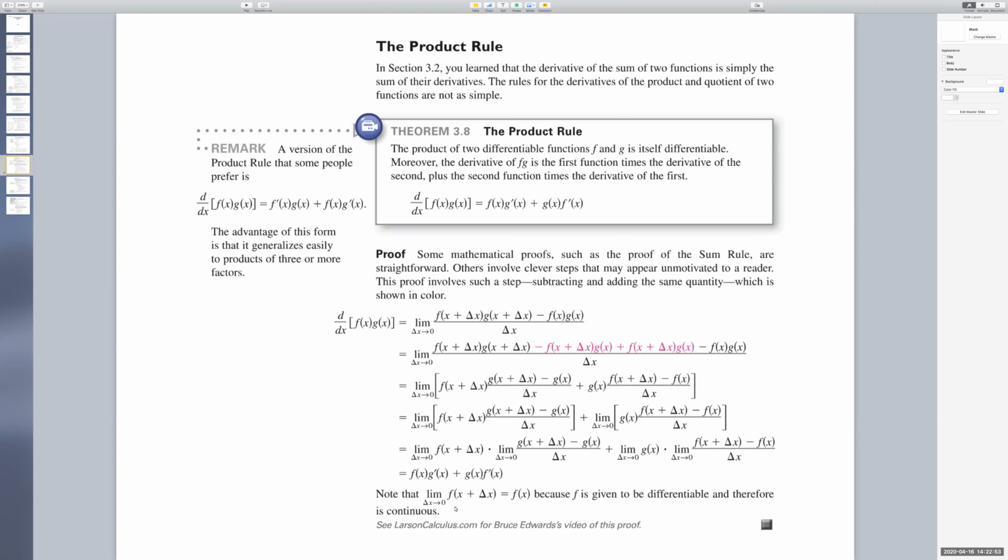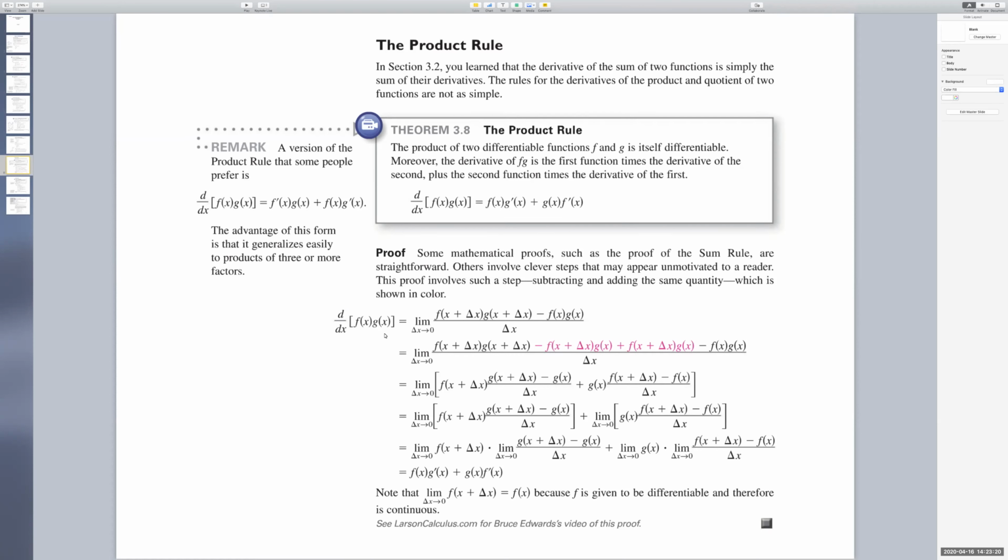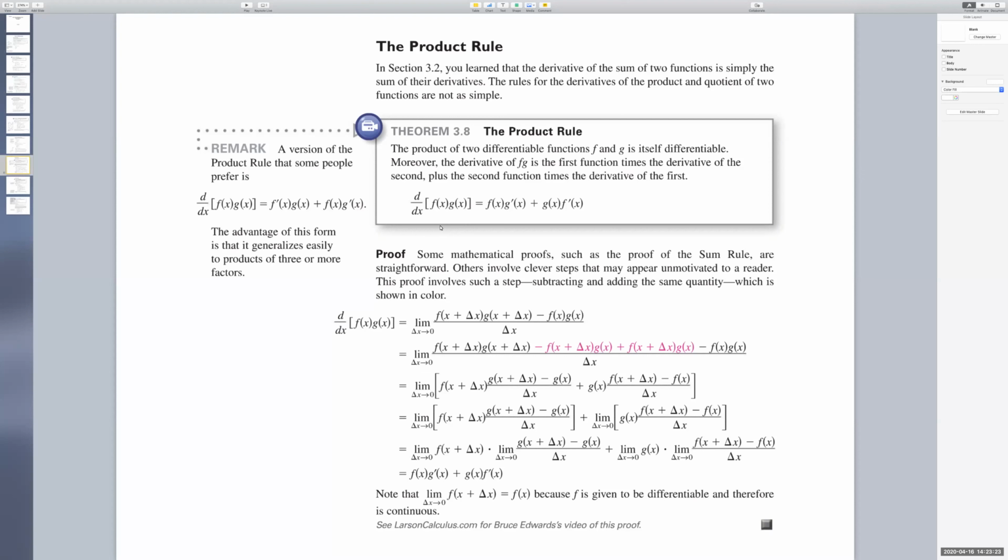And again, we know that the limit of f of x plus delta x when delta x goes to 0 equals f of x, because f is given to be differentiable and therefore is continuous. So that's why this is true. This is the product rule. And then once we know this rule, we can start doing problems, or start finding the derivative of functions that involve it.